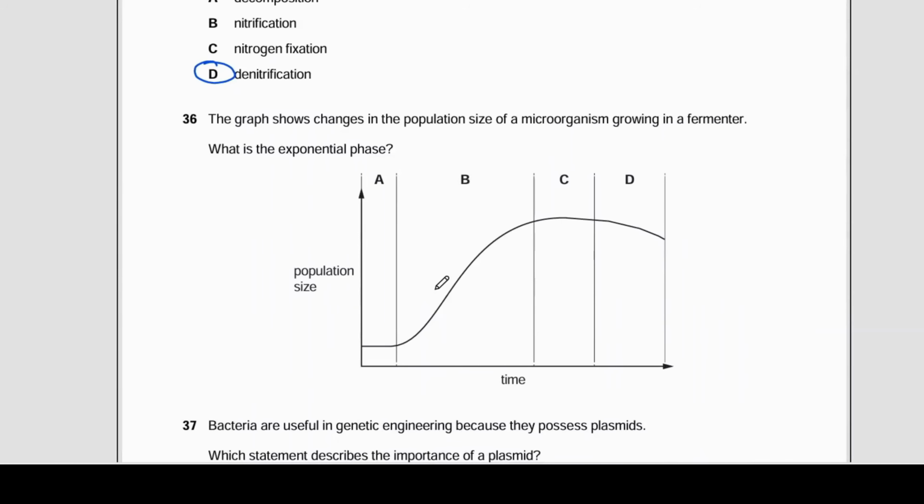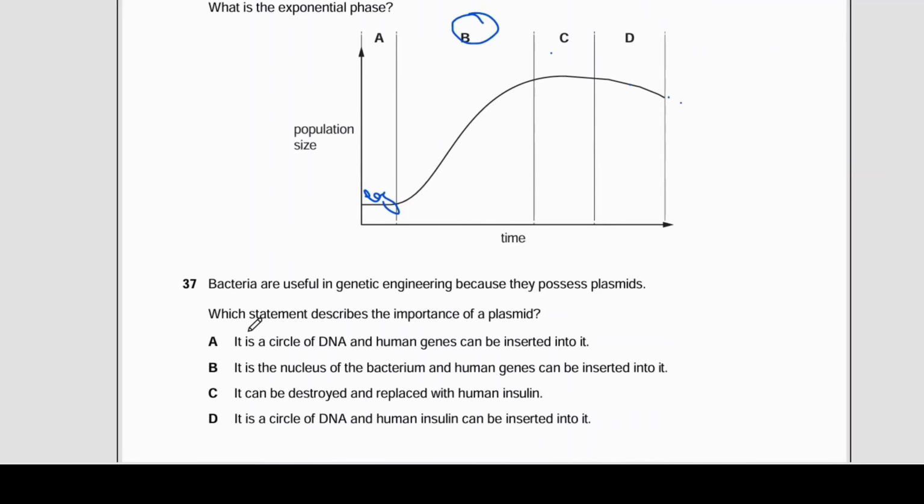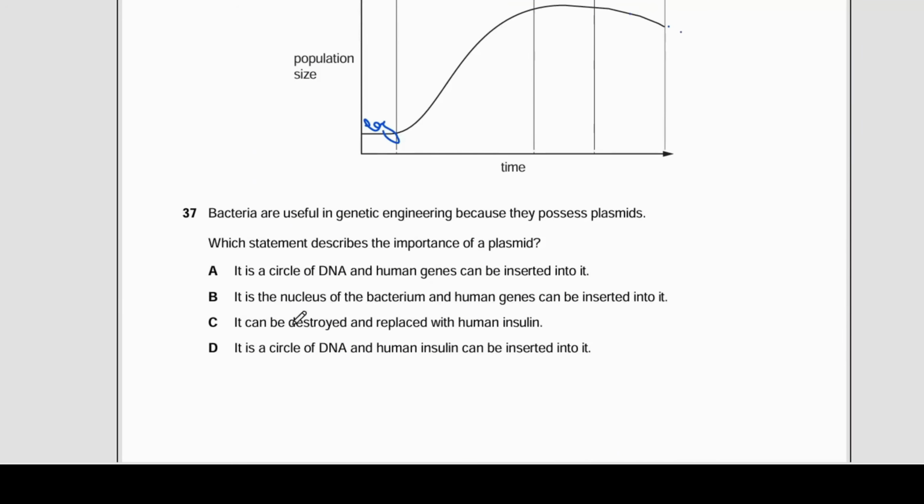Okay, a population growth curve is given. What is the exponential phase? There is a huge increase, exactly. So that would be B. First one is lag phase, B is log phase or exponential phase, C is stationary phase, and D is decline or death phase.